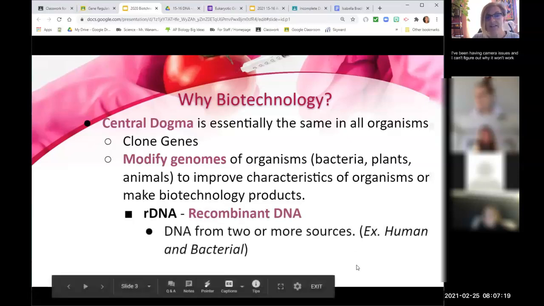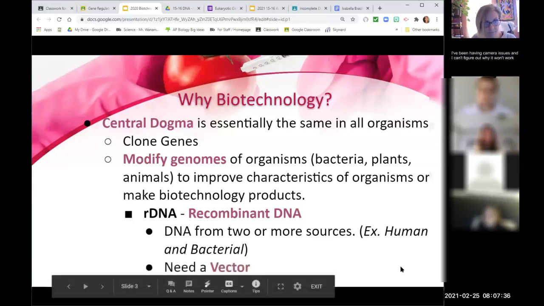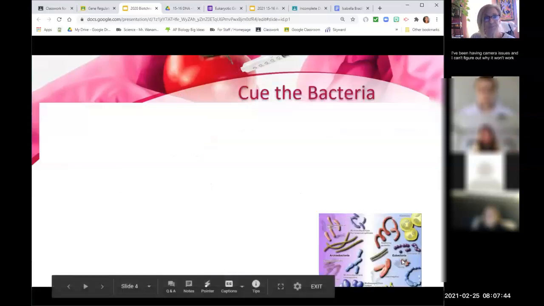So recombinant DNA is really two DNAs from two different sources. So quite often we're talking about human and bacterial. We might be talking about bacterial and plant. We might be doing bacterial and mice, or viruses even. So we need a vector. Often that vector comes in the form of a plasmid, which is what we're going to talk about today. It sometimes comes in the form of a virus.